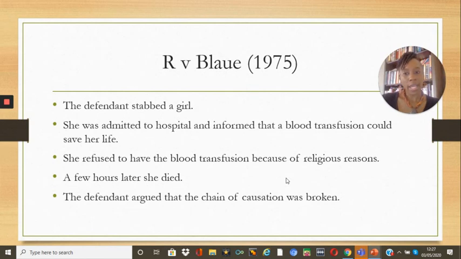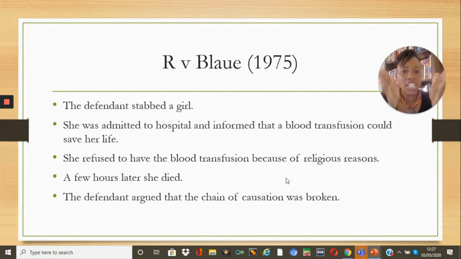She was told, look, if you get this blood transfusion, this could save your life. But she refused to have the blood transfusion, and she refused because of religious reasons. Unfortunately, a few hours later, the girl dies. And then the defendant argues, hey, not my fault, mate. The chain of causation, he said, was broken.